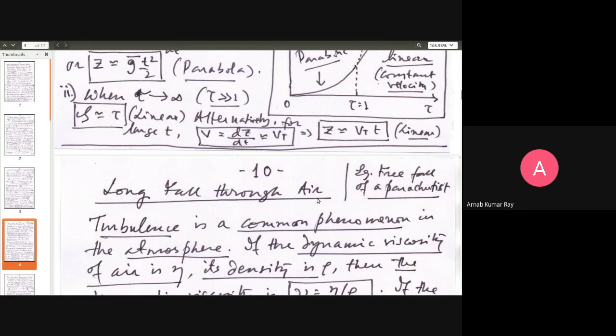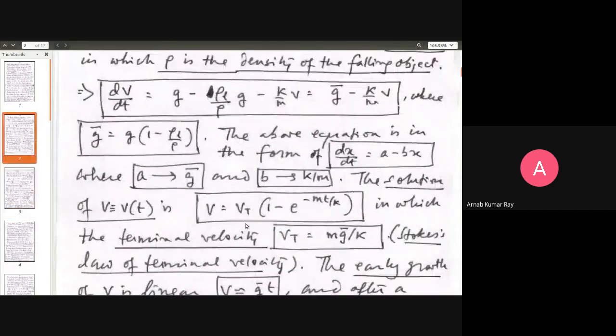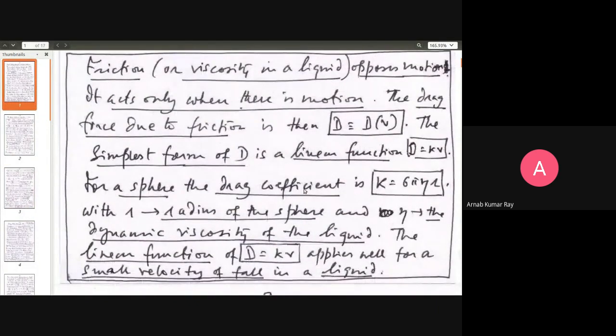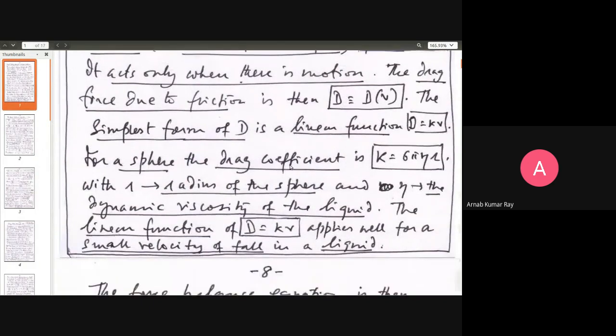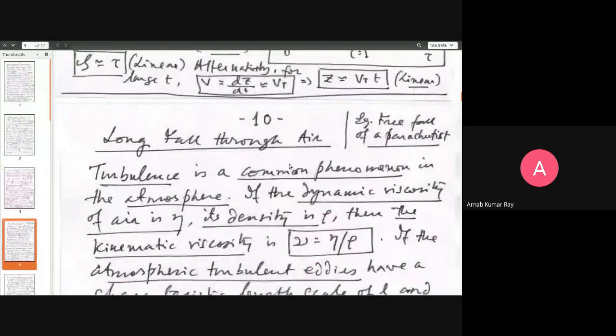So far, I have been telling you all the while that whenever an object falls through a fluid medium, it encounters resistance to its motion because of friction through that medium. That friction, fluid friction, is viscosity, right? Friction or viscosity in a liquid. Here we have talked about a liquid, but it is also there in gases, in air, for instance. So we shall now have to look at this thing.